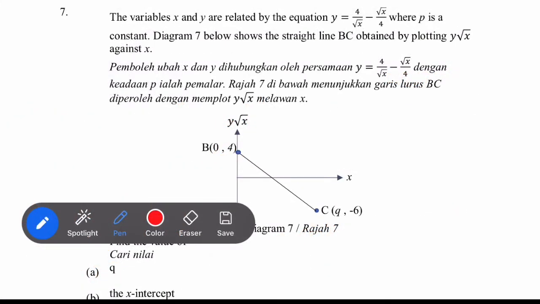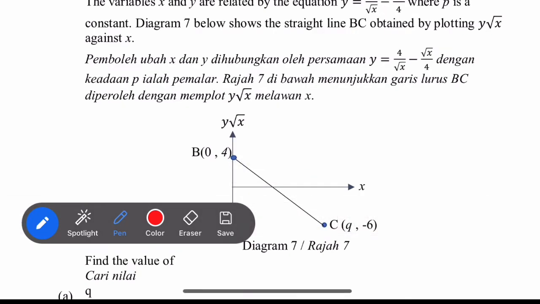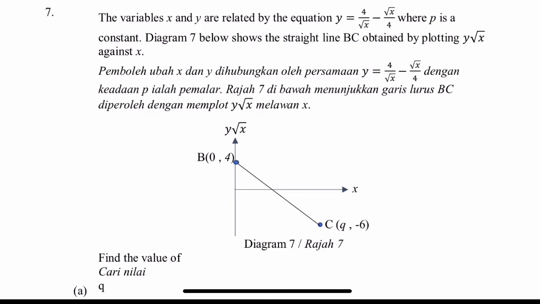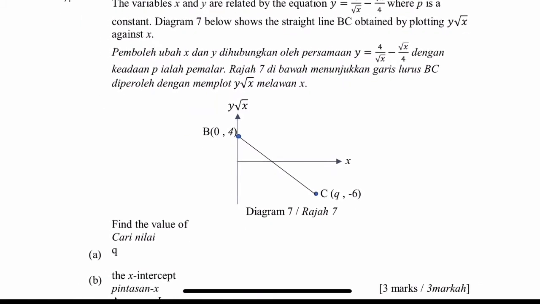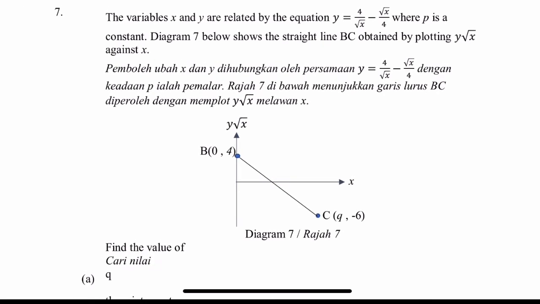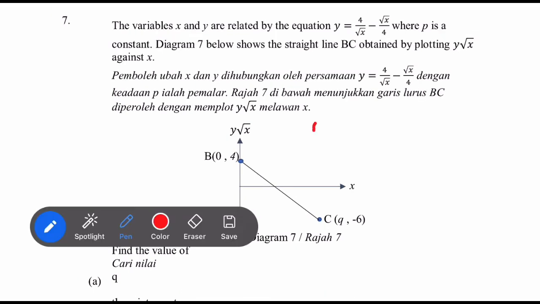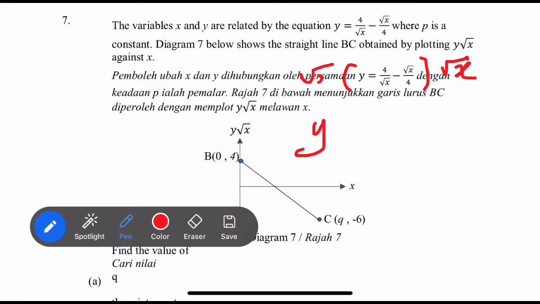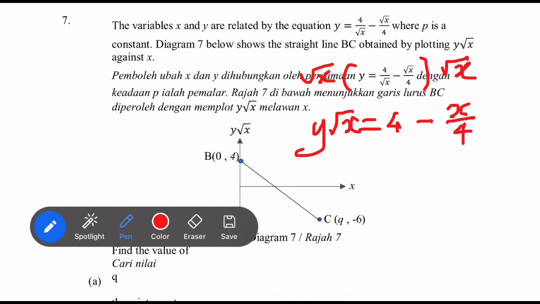Next question is the linear law. You're given the non-linear equation y equal to 4 over square root x minus square root x over 4. This is a non-linear equation because the power of x is not 1, right? Now we will convert to a linear equation by applying the linear law. We will focus on the graph. The graph is given big Y is square root x times y. So we have to multiply by square root x on both sides. So we get big Y, y square root x, equal to 4 minus x over 4. That is how you start.